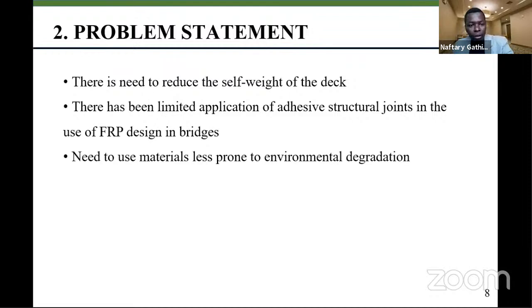You're saying there's a need to reduce the self-weight of the deck. There has been limited application of the adhesive structural joint in the use of FRP in the design of bridges. Need to use materials less prone to environmental degradation. I understand the second one to be the one that is connected to the problem that you're investigating.